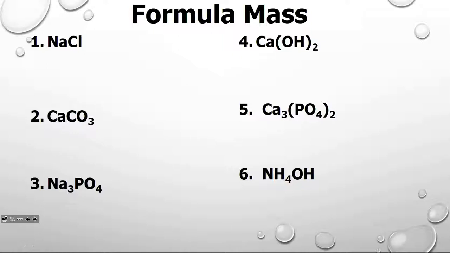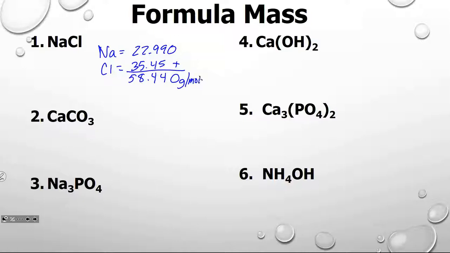Formula mass, basic. All you're doing is adding up from the periodic table how many of each element you have in a formula. So for NaCl, we would just go Na 22.990, chlorine 35.45, and I would add those together. Okay? I got those right off the periodic table. So whatever sodium is, whatever chlorine is, and I just add them together. And I should get 58, and that's how many grams are in 1 mole of NaCl. So that's grams per mole of NaCl. That's how we label it.